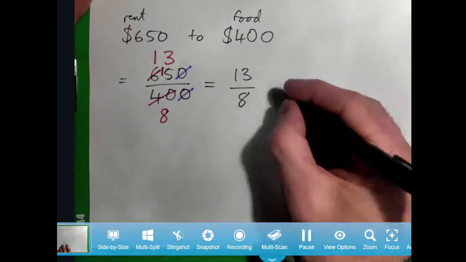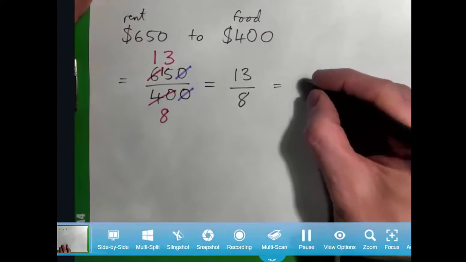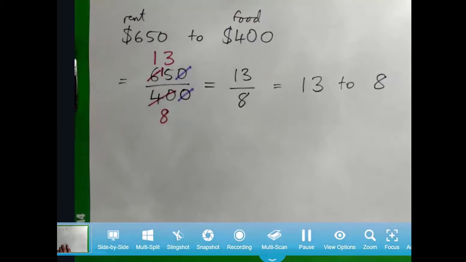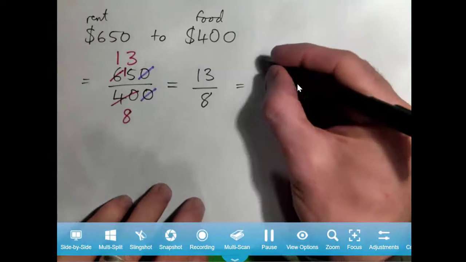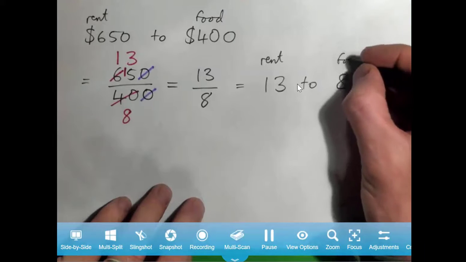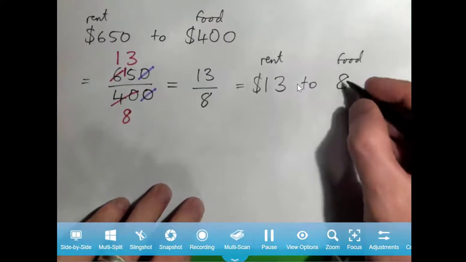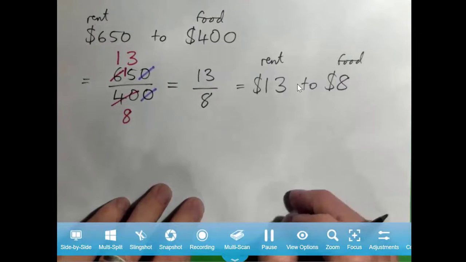Yes. Write that as a ratio with the word "to" in it. 13 to 8. What does 13 to 8 mean in the context of this example? It means they're paying 13 in rent for every 8 in food. Right. So it's kind of like this represents the rent and this represents the food, right? It's like for every $13 that goes to rent, $8 goes to food. Does that make sense? Yes.